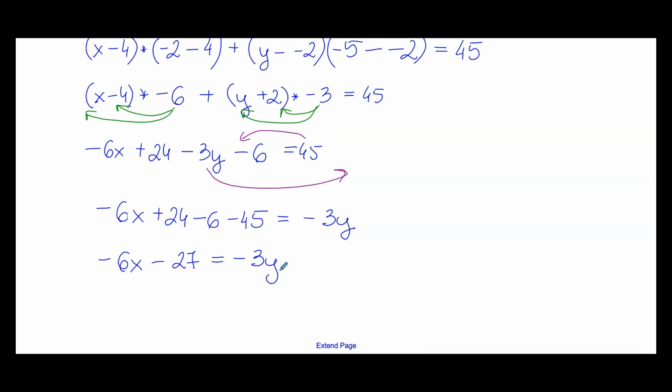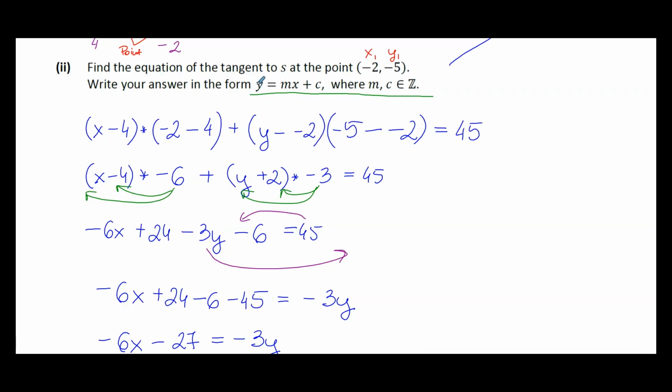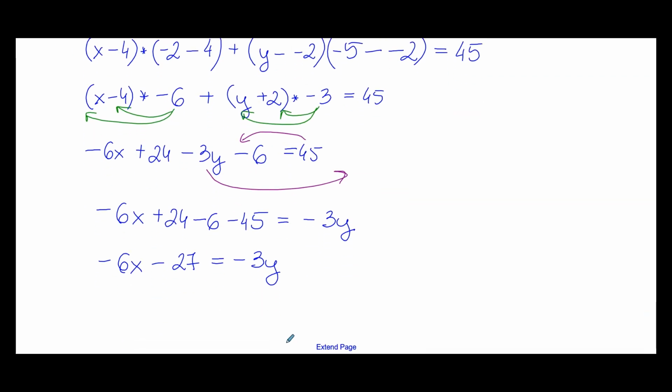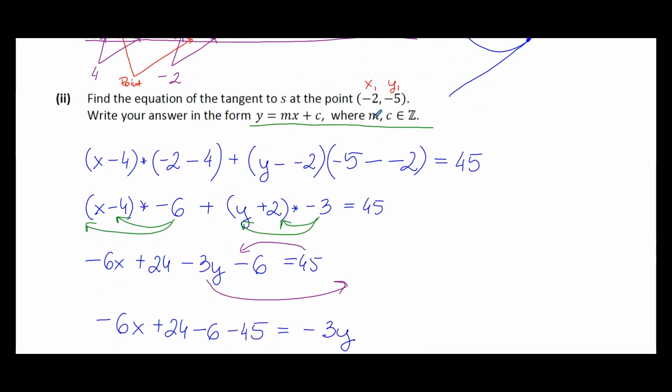Equal to minus 3y. Now my terms and conditions are saying that y has to be on its own, not multiplied by minus 3. That means each item here I am going to be dividing by minus 3. So here I am left with 2x. Minus 27 divided by minus 3 is plus 9, and that equals y. Now let's see the other terms and conditions, saying that m, the number that stands beside x, which is the slope, and c, the number where that tangent will cut the y-axis, have to belong to Z.